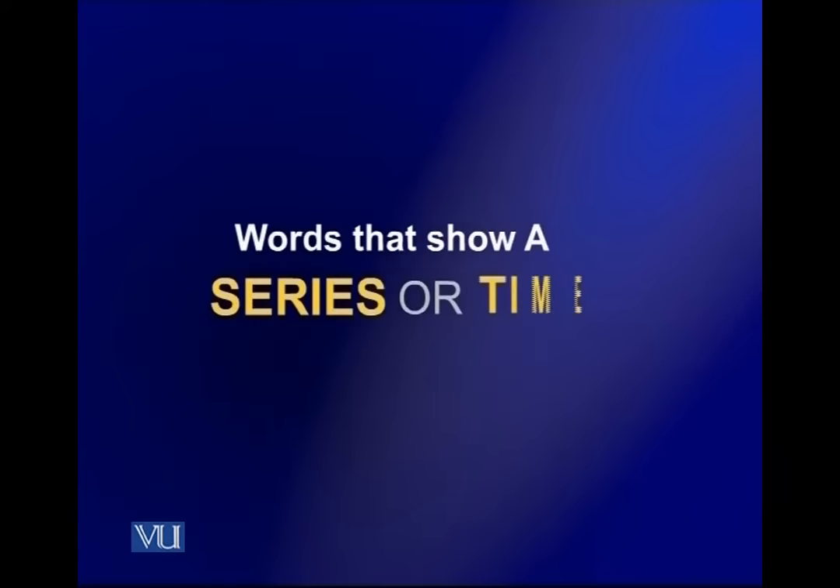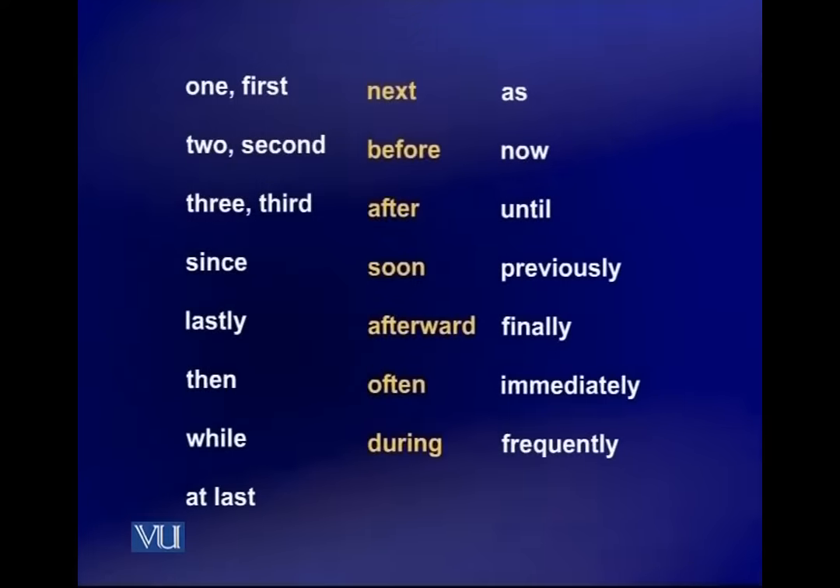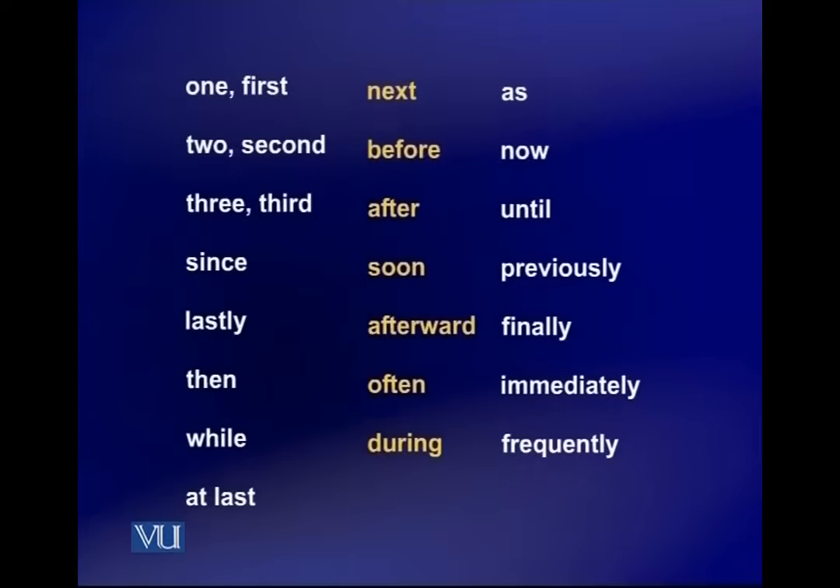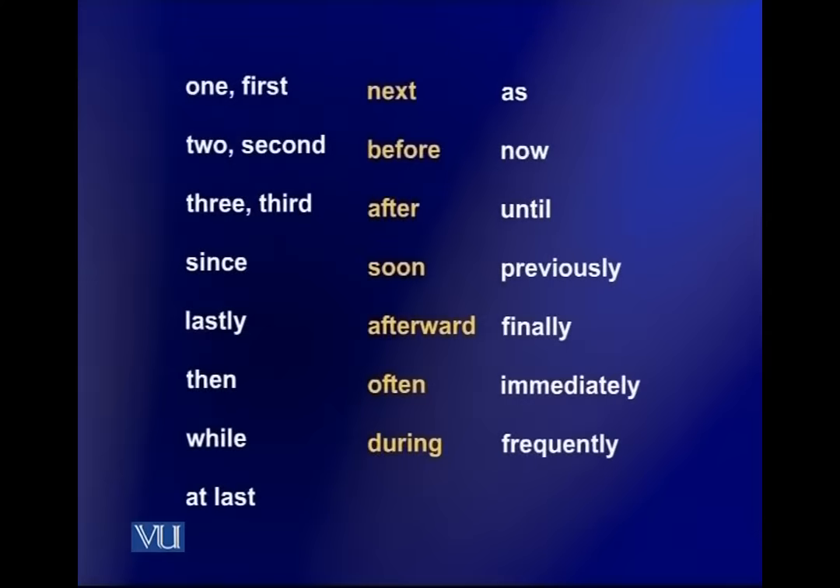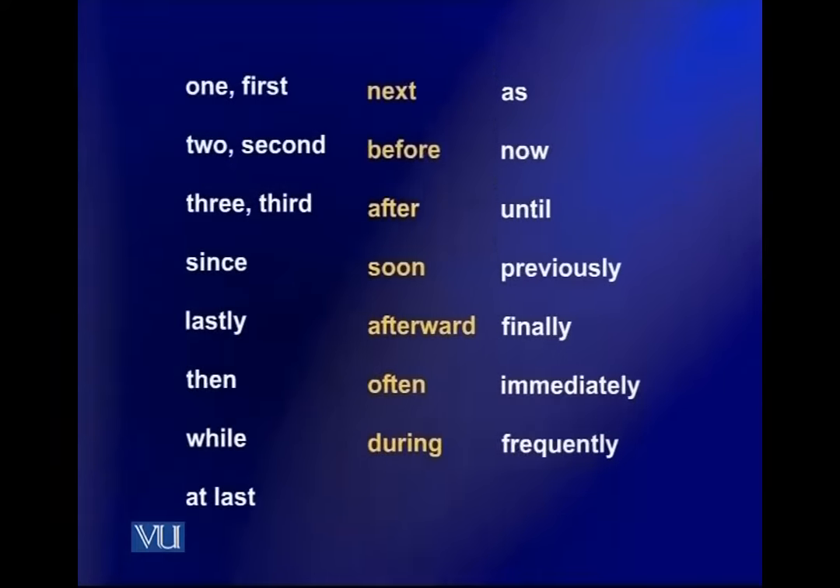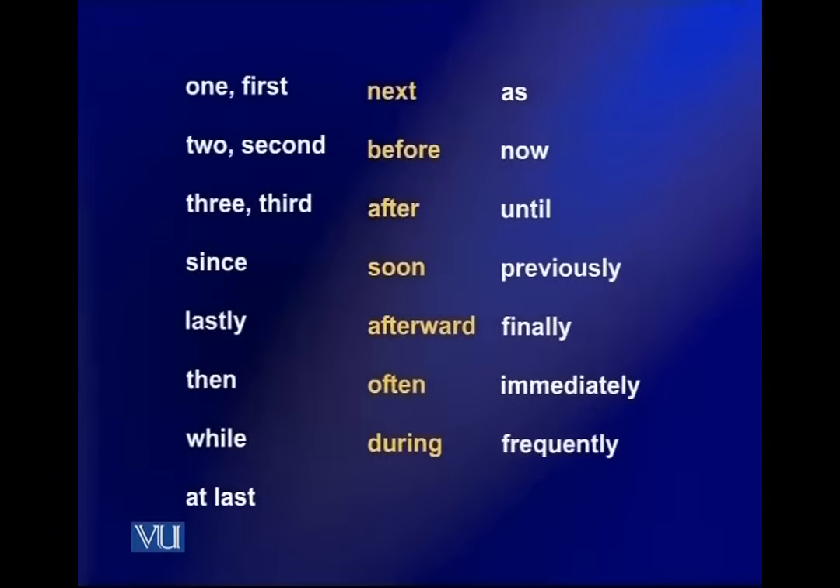Number six, and these are words that show a series of events or a process or time. Very familiar words, words like one, two, three, since, first, second, third, lastly, then, while, at last, next, before, after, soon, afterward, often, during, as, now, until, previously, finally, immediately, frequently. These are all words that show some connection. The first example. First, I skim the newspaper to see what films are on. Then I circle the ones I want to record on my VCR.